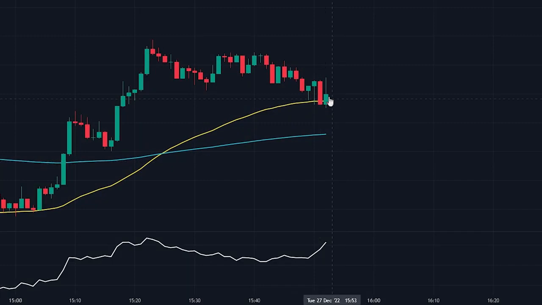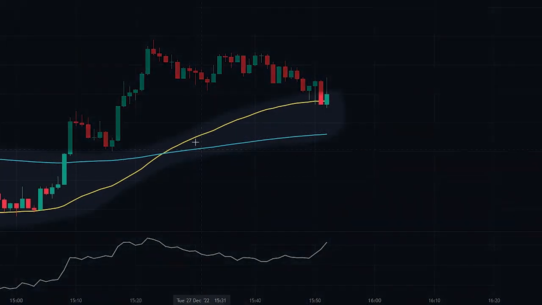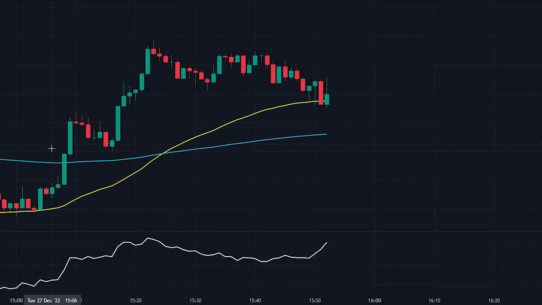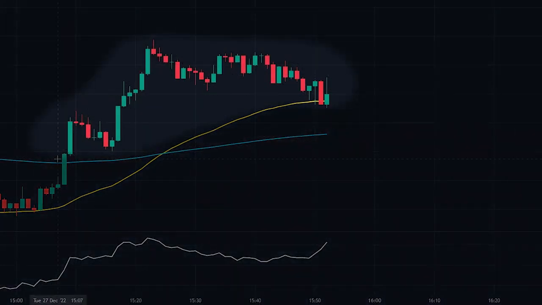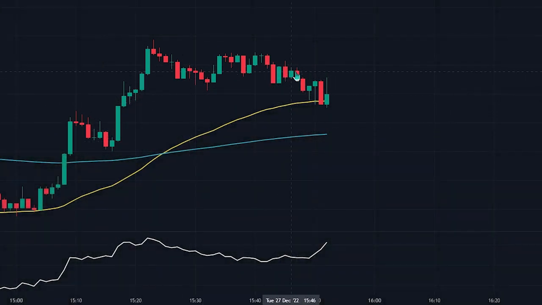Here is a different entry example. Firstly, we can see here that the EMAs have made a bullish crossover, meaning that the 50-period EMA is above the 200-period EMA. We also see that the price is trading above the 50-period EMA, indicating that the uptrend will continue. This means that the second condition has also been met.